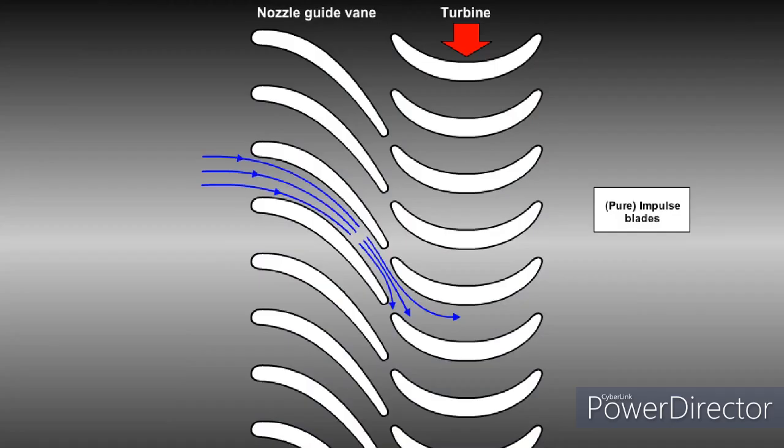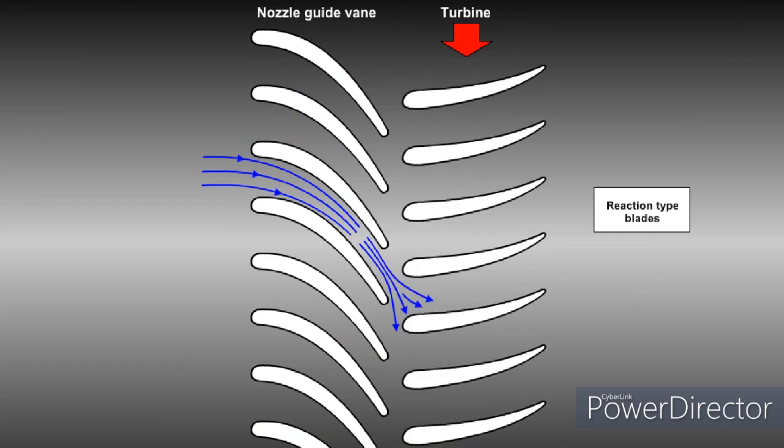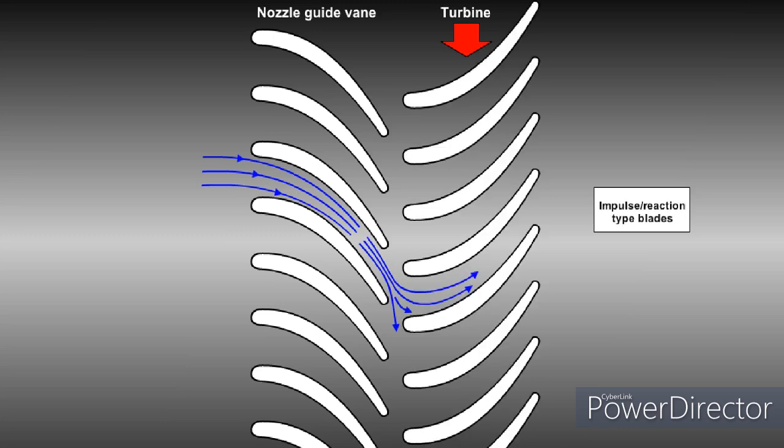The turbine blades themselves can be impulse type, which is similar in action to a water wheel, reaction type, where the blades rotate as a reaction to the lift they create as the gas stream flows over them, or a mixture of the two types, which is called impulse reaction.